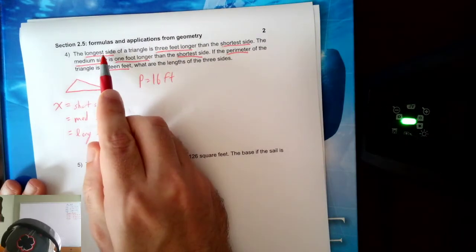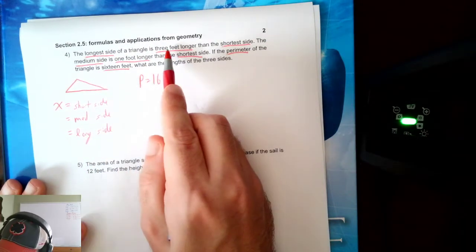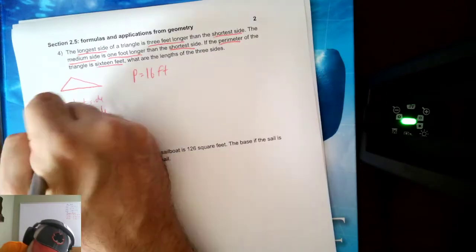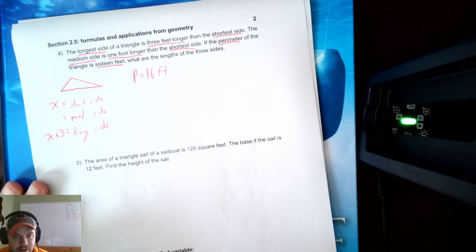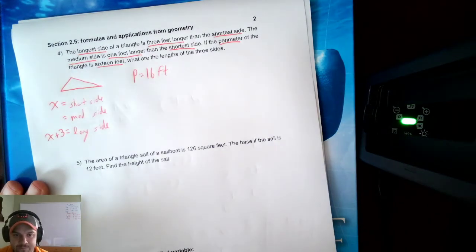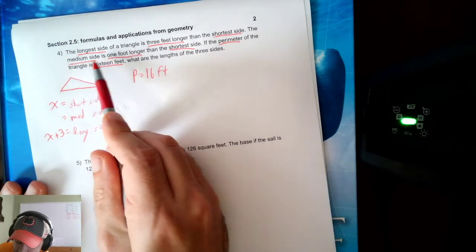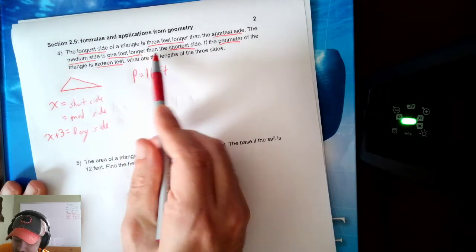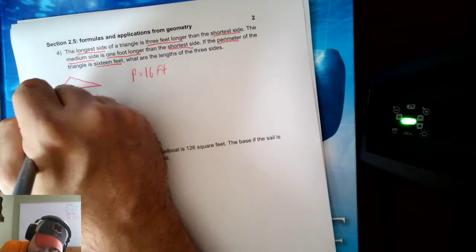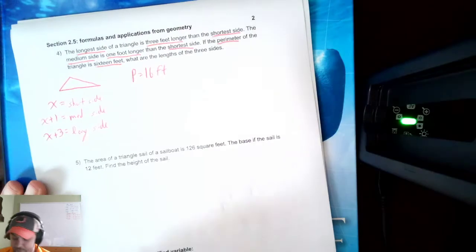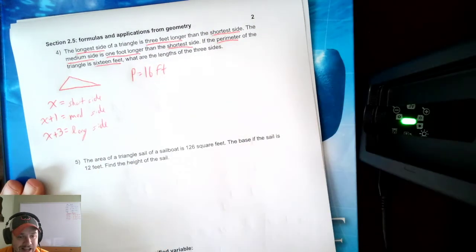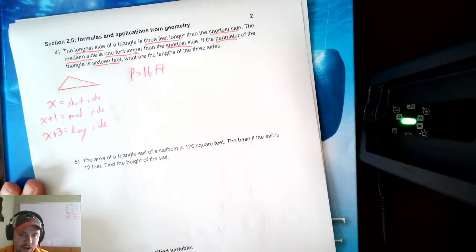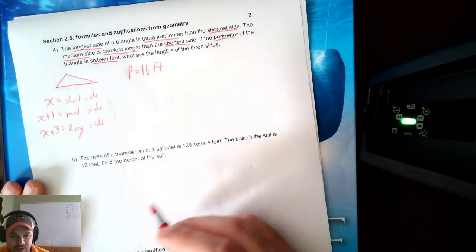Now, longest side is 3 feet longer than shortest side. Well, this longest side will be x plus 3, because it's 3 feet longer. Now, the medium side is 1 foot longer than the shortest side. So the medium side will be x plus 1. I have all of my sides represented in the same variable now. I used the parameters of the question, right?